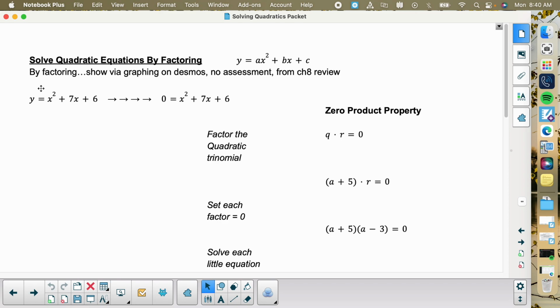So we're going to get an equation like we got on Friday. So like this one's y equals x squared plus 7x plus 6.